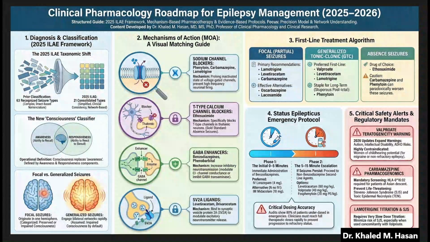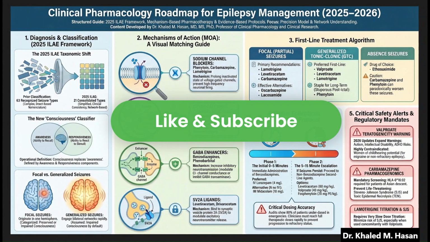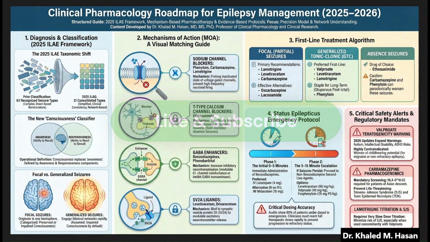Focal seizures originate within networks limited to one cerebral hemisphere. They are further subcategorized by whether consciousness is preserved or impaired. Generalized seizures rapidly engage bilaterally distributed networks. Clinicians should assume impaired consciousness by default in these presentations.